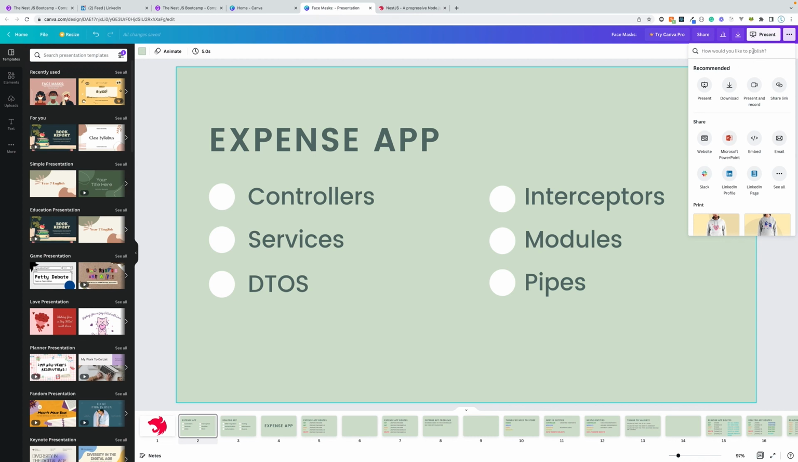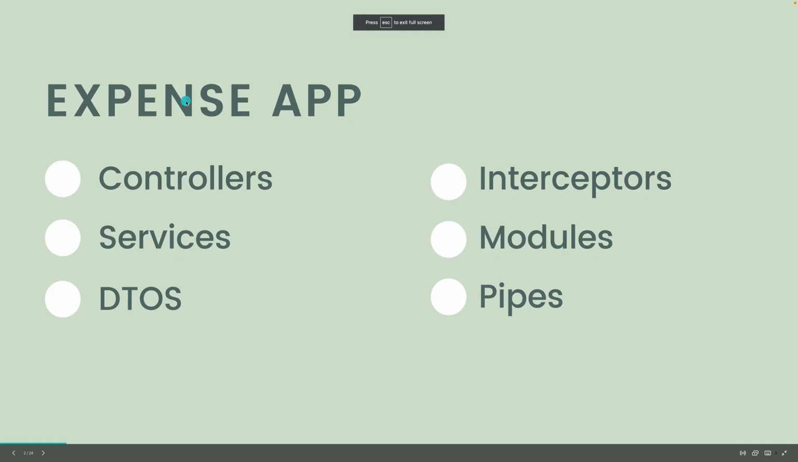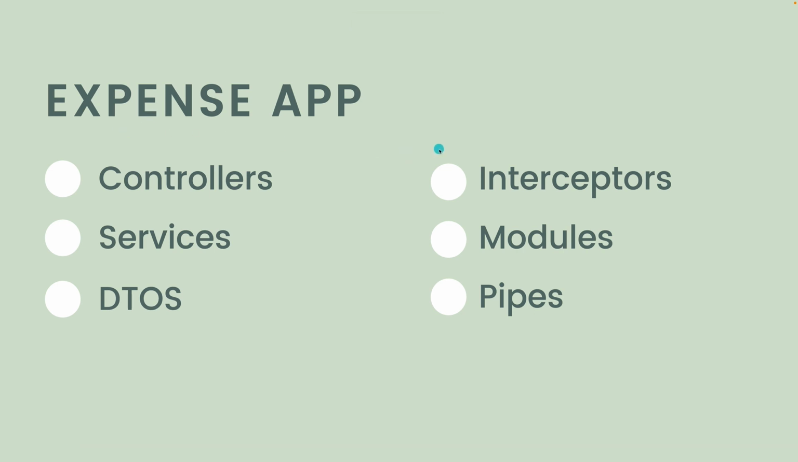So I'm going to go over here, I'm going to go to present mode. And the first thing that we're going to be building is an expense application. Now this is going to be an API. And this is going to allow us to learn the basics of NestJS. We're going to learn things about controllers, about services, about DTOs, interceptors, modules, as well as pipes.